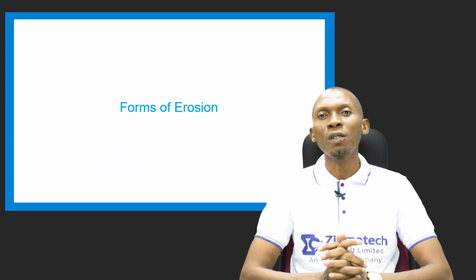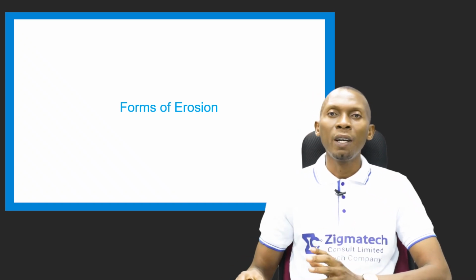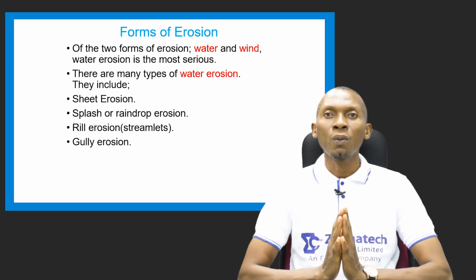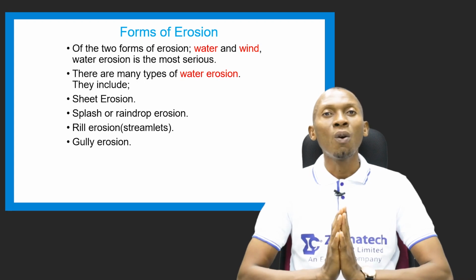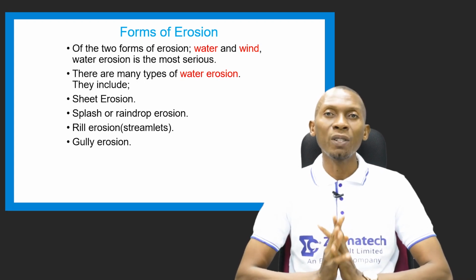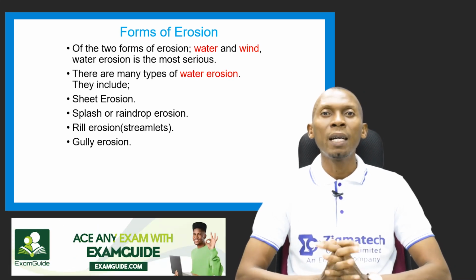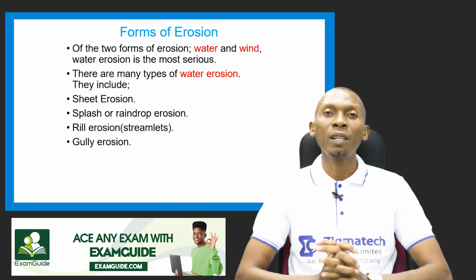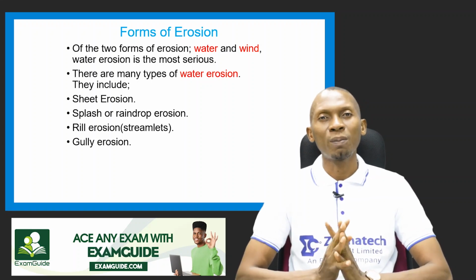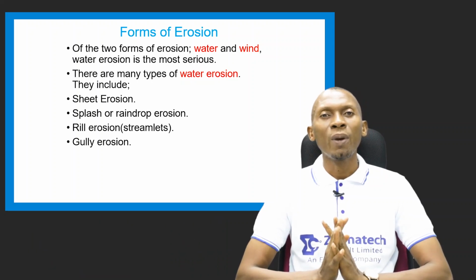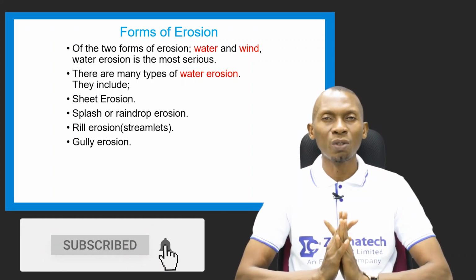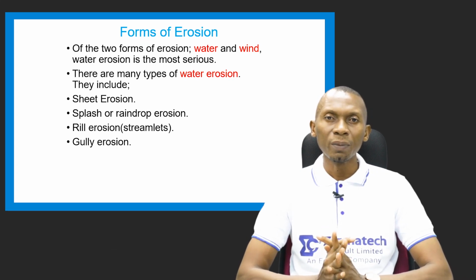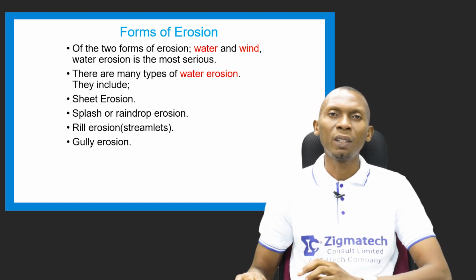Now let's look at the forms of erosion. We have different forms of erosion. Of the two forms of erosion, we have water and wind erosion. Water is the most serious of these two forms of erosion, and we have different types of water erosion. We have what is called sheet erosion. We also have what is called splash or raindrop erosion. We have the rill erosion, which is also called streamlets. We also have the gully erosion.